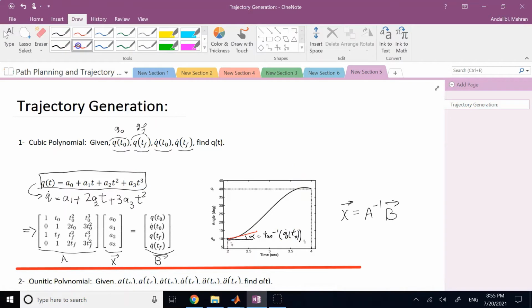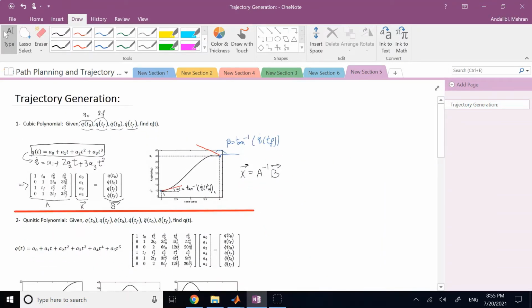And then you also have some final slope like this. And again, the angle of that with respect to the positive horizontal axis, beta, is equal to tangent inverse of q dot at t final. Okay, so you have the initial and final slope and initial and final value, and it passes a cubic polynomial. This is what you see.